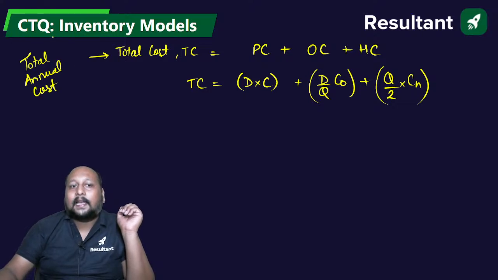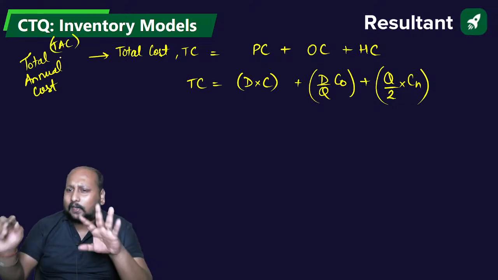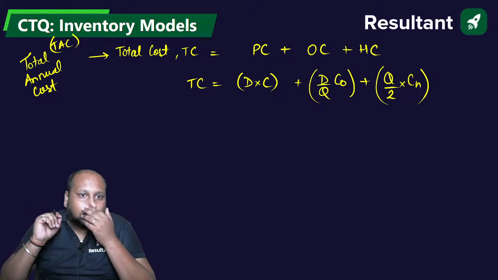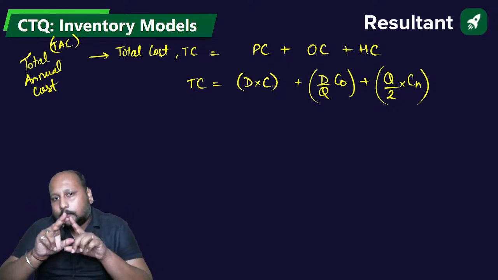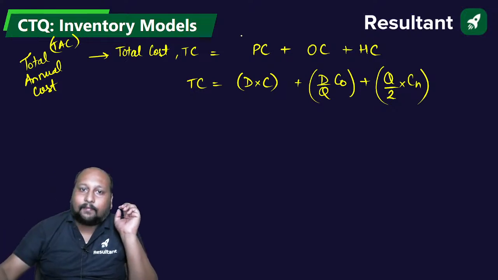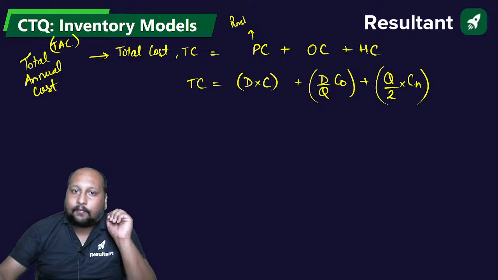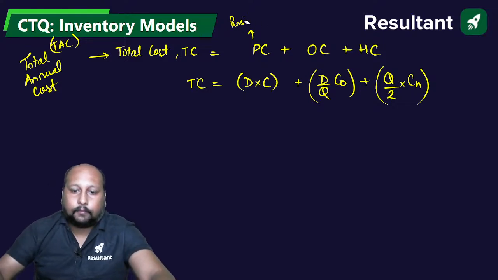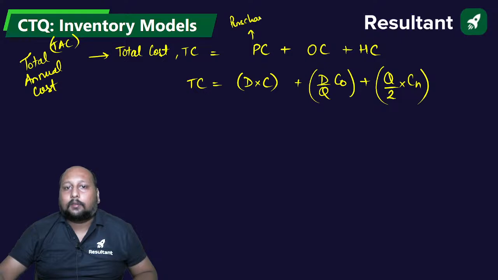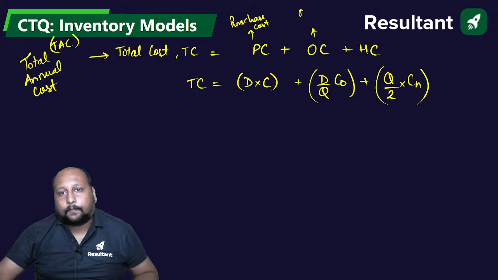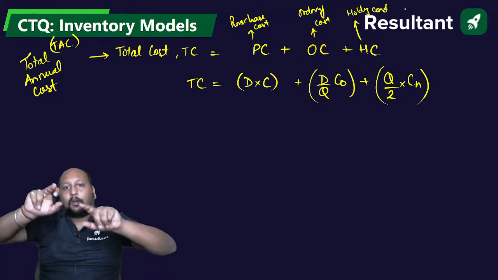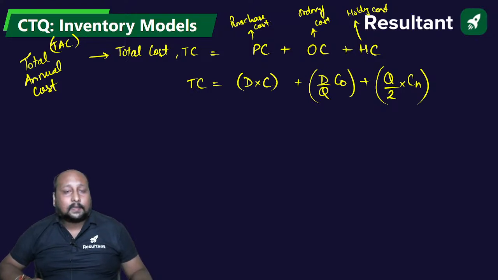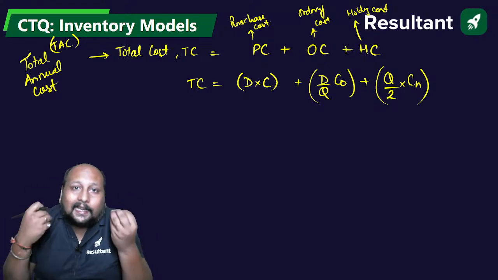Okay, or simply we can call it total cost. TAC or TC, both are correct. Now, if you try to visualize this total cost, there are three: we are having the purchase cost, the ordering cost, and the holding cost. Okay, so tell me, among all the three costs that you are seeing on the screen, which cost is independent of inventory?